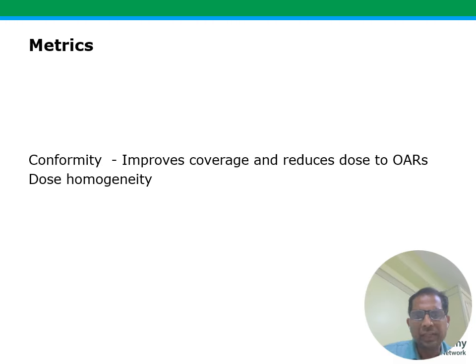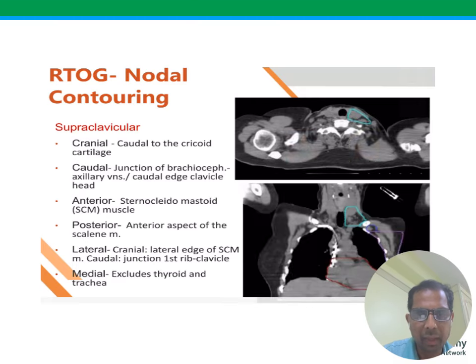So the metrics I'm going to cover are some of the metrics about coverage and OAR, not all of them, only some of them, and some aspects of dose homogeneity, which is more important in the era of hypofractionation. So before we talk about conformity, I want to highlight the nodal contouring. The two major atlases for nodal contouring are RTOG nodal contouring and EORTC nodal contouring. There are major differences. One is craniocaudal difference, the other is mediolateral difference.